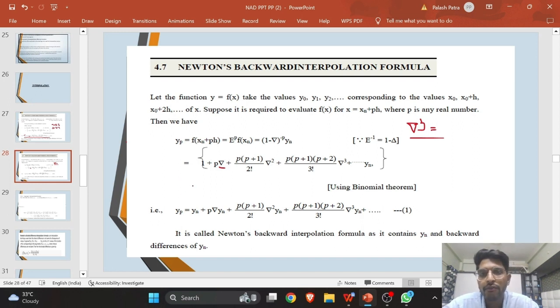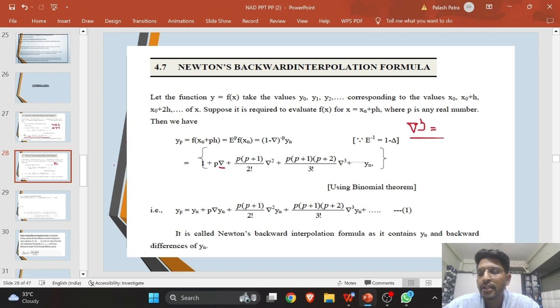So the final result for the Newton's backward interpolation formula is yp equal to yn plus p nabla yn plus p(p plus 1) divided by 2 factorial nabla square yn plus p(p plus 1)(p plus 2) divided by 3 factorial nabla cube yn, and so on. This is known as the Newton backward interpolation formula. It is also applicable only when the difference between the two intervals is the same.